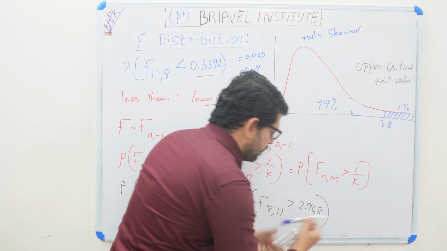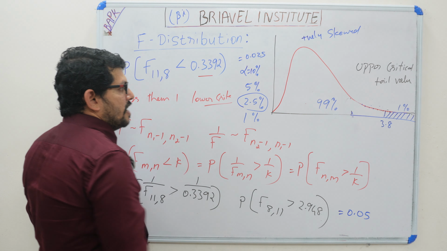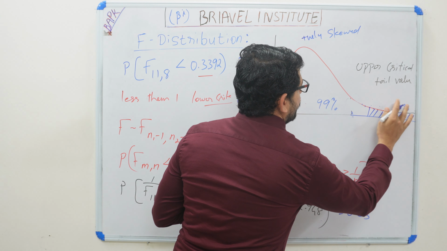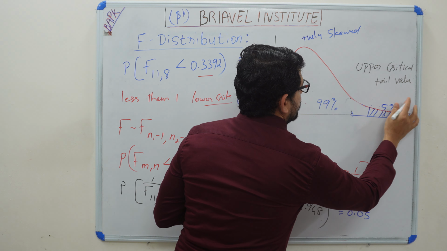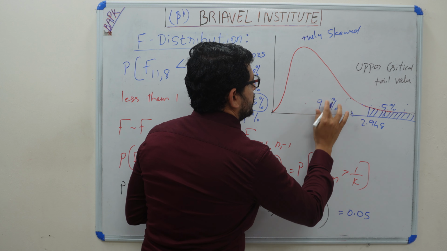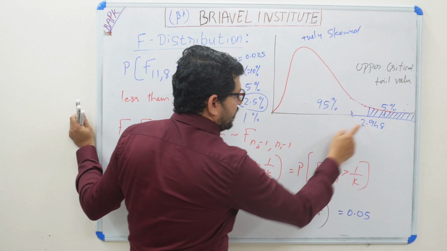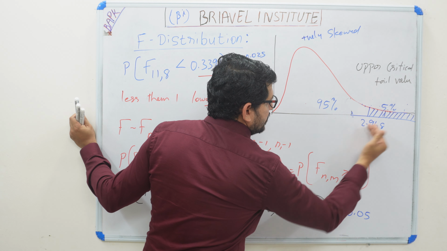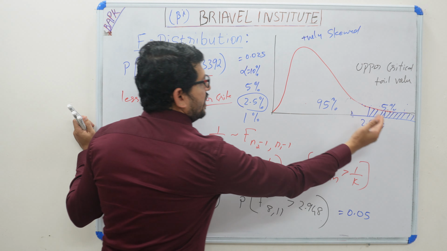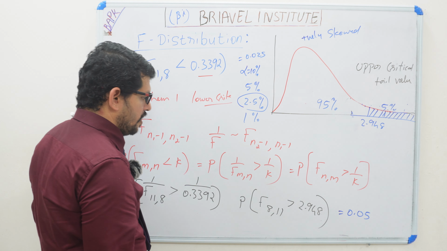So this is equal to the 5% significance level, F(8, 11). Here it is a 5% significance level, and the value is 2.948. F(8, 11) is greater than 2.948. So 2.948 is the value at only the 5% significance level. So the upper critical value is like that, and we need to find it through the upper critical value.